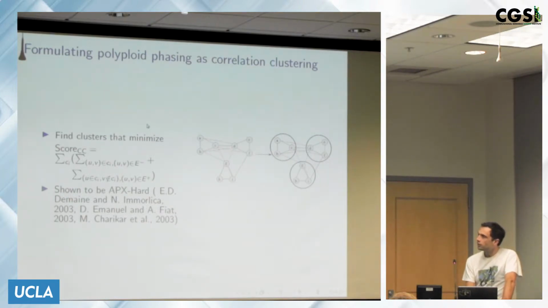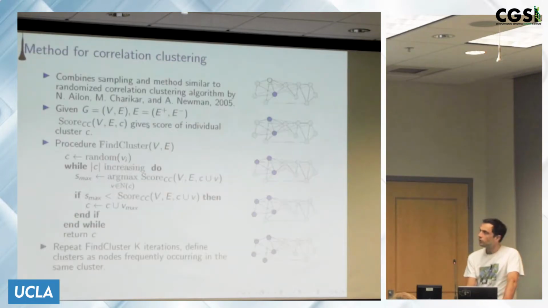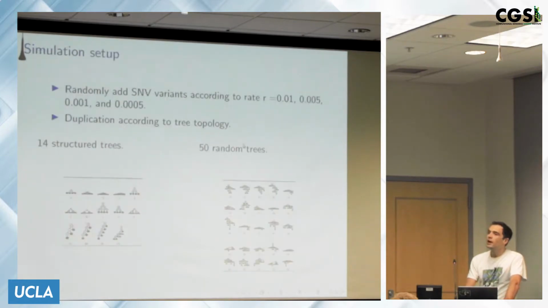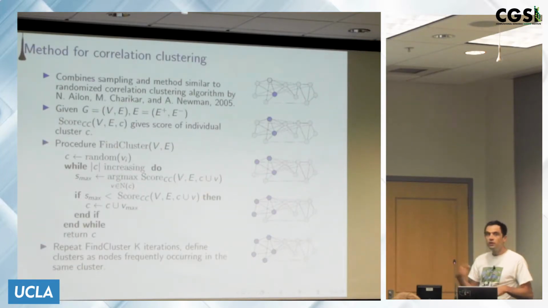So this is APX hard. We have to come up with some sort of heuristics to solve this. We used a heuristic that was similar to something that was proposed in 2005, where we essentially pick a high-degree vertex and keep adding its neighbors to its cluster until the score of that cluster stops increasing. And then we do this multiple different times to sample different potential clusterings, and once those tend to converge, then we emit those converged clusters as the final result.